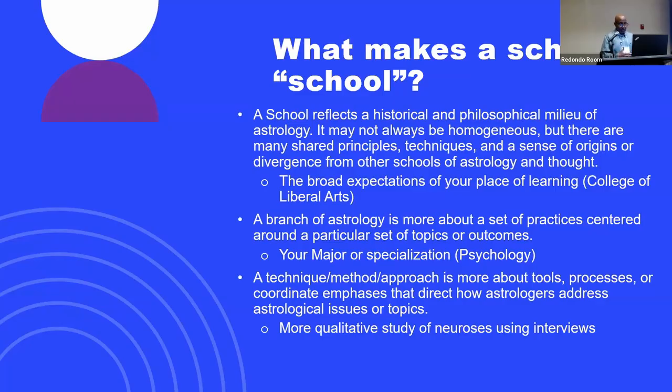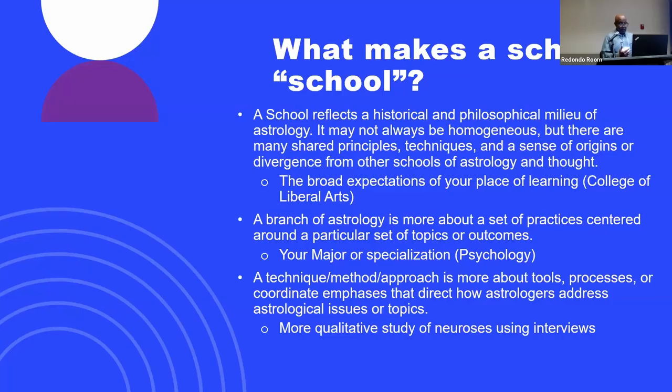A branch of astrology is more about a set of practices centered around a particular set of topics or outcomes. One analogy I'm working with is that if you're at a university, you could be enrolled in a particular college, like the College of Liberal Arts. And then a branch would be like, well, what's your major, right? That would give you some measure of specialization. So we could say psychology.